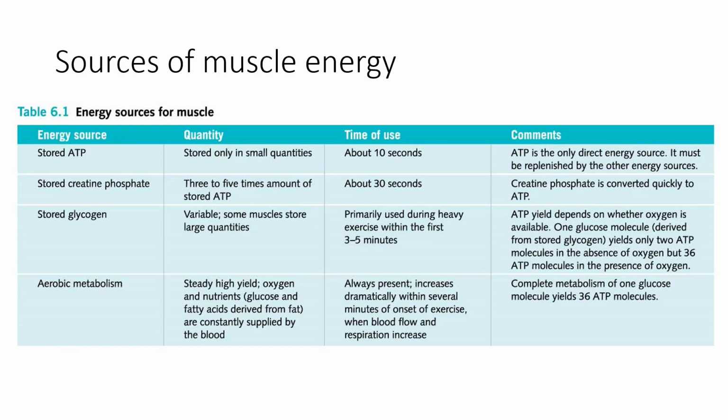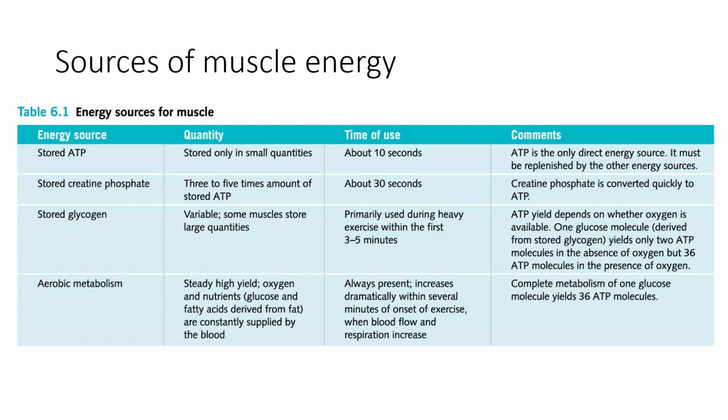Well, there's stored ATP, of course, which is generally stored only in small quantities, giving about 10 seconds worth of energy. It's the only direct energy use source and must be replenished. Then there's stored creatine phosphate. You may have seen creatine if you were doing the in-class activity. And this will give about 3 to 5 times the amount of stored ATP, giving about 30 seconds of usage, which is good for a quick round of lifting, because creatine phosphate is converted very quickly to ATP. So for a 30-second rep of lifting, use creatine.